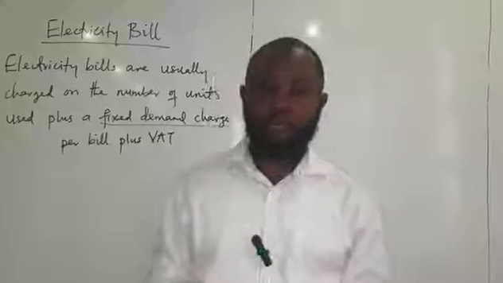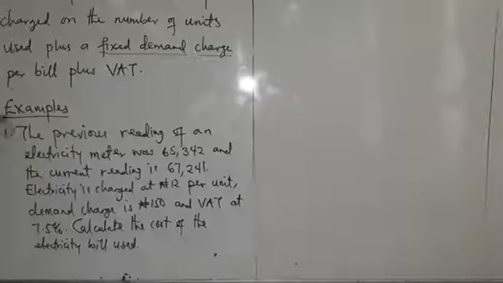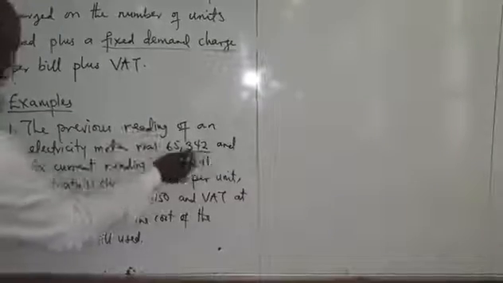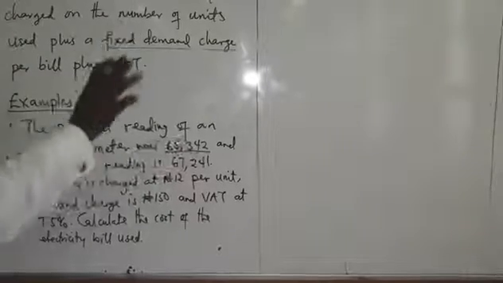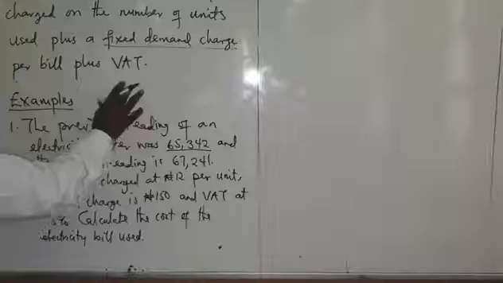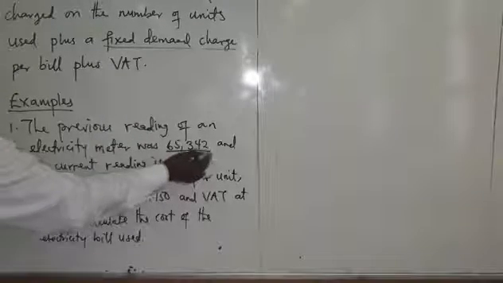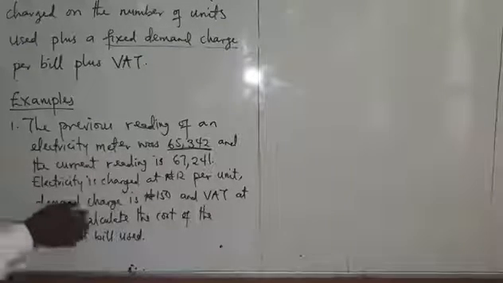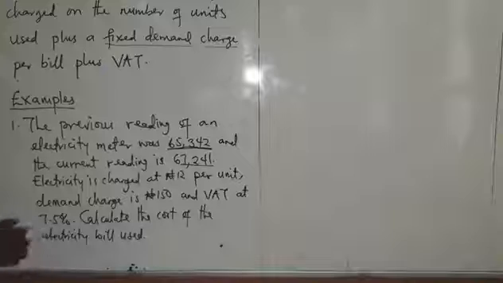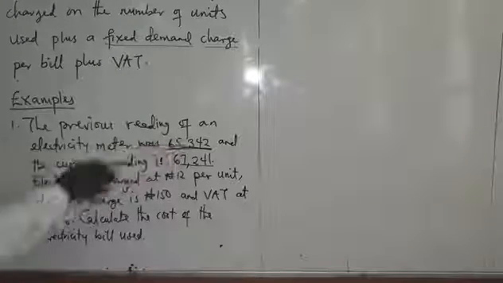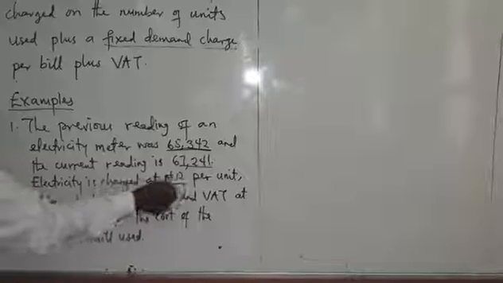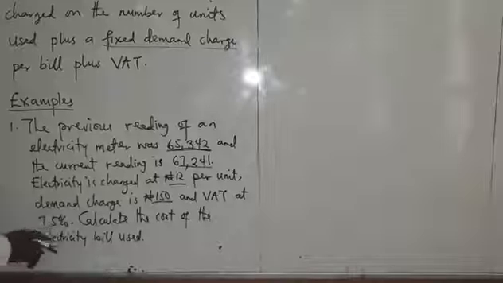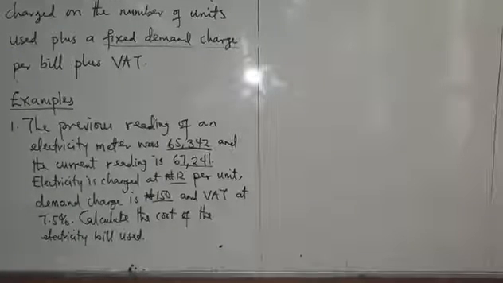So let's look at examples now. The first example says the previous reading of an electricity meter was this. That's the number you have on that meter when you are taking the reading. At the beginning of October, this is what we have there. And the current reading, that is at the end of the month you want to consider, you have this there. Which means some units were added to this. Electricity is charged at 12 naira per unit. Demand charge is 150 naira and VAT at 7.5%. Calculate the electricity bill for the month.